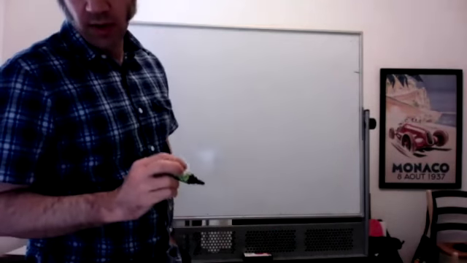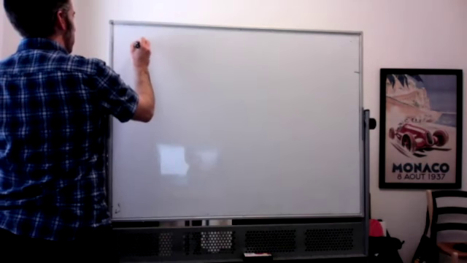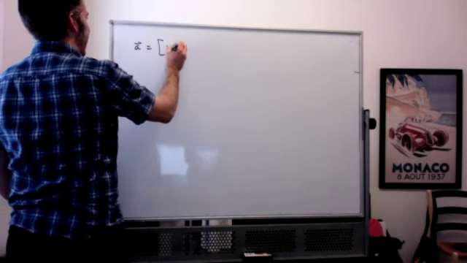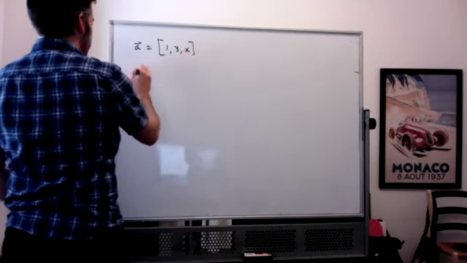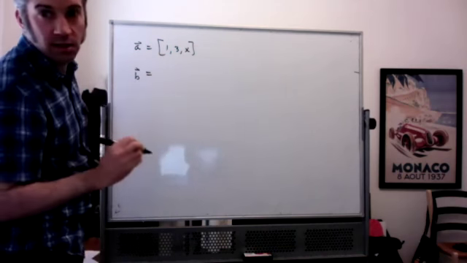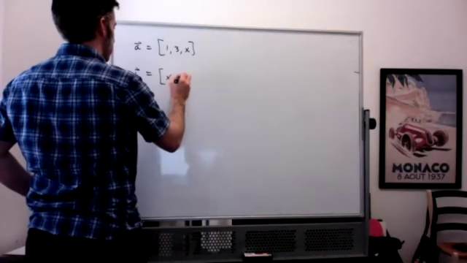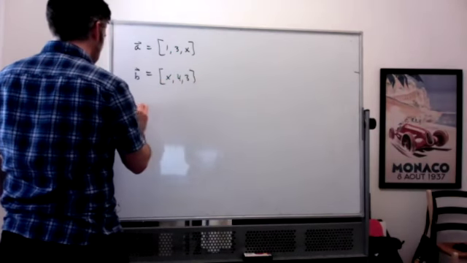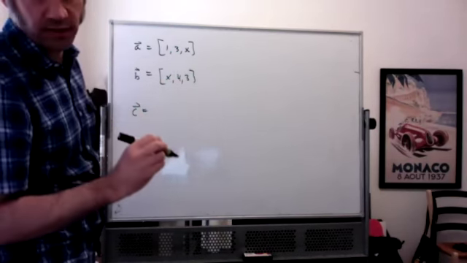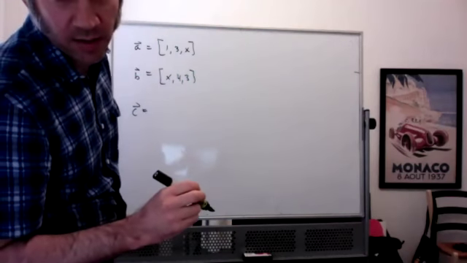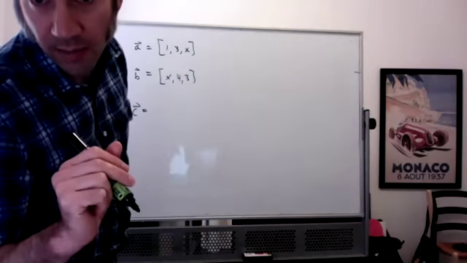Let's see. So problem one, you've got these three vectors. A is 1, 3, x. B is x, 4, 3. And C actually doesn't have any variables in it.